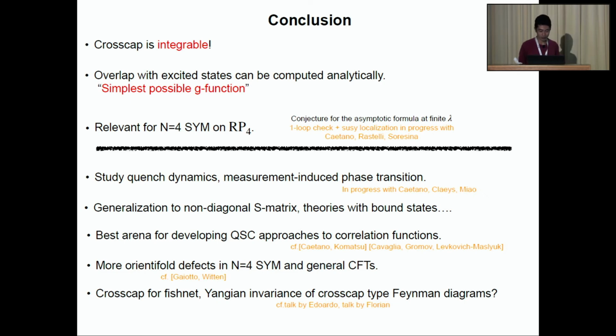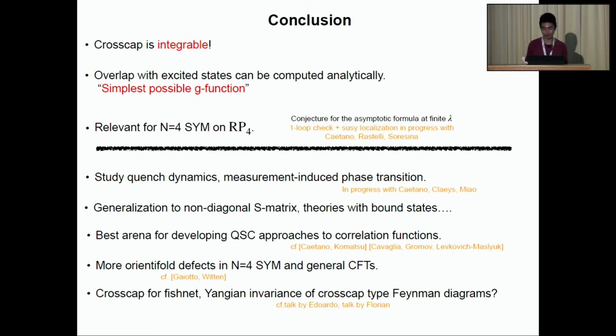And also, it's interesting to try to find more examples of orientifold defects in N equals 4 super Yang-Mills and general CFTs. And I just wanted to mention that in the famous paper by Gaiotto and Witten, which studied half-BPS boundary conditions in N equals 4 super Yang-Mills, some of them involve the O5 plane, so that might lead to some kind of nice integrable setup. And finally, it's also interesting to study the crosscap for fishnet, which is related to the talk by Eduardo we heard yesterday. And probably for fishnet, the crosscap might be simpler than studying D-branes and boundary states.